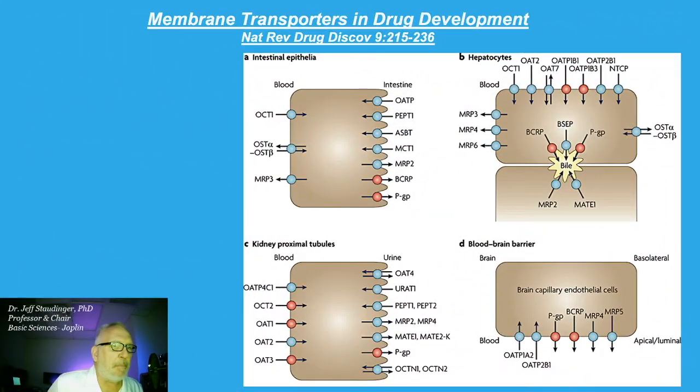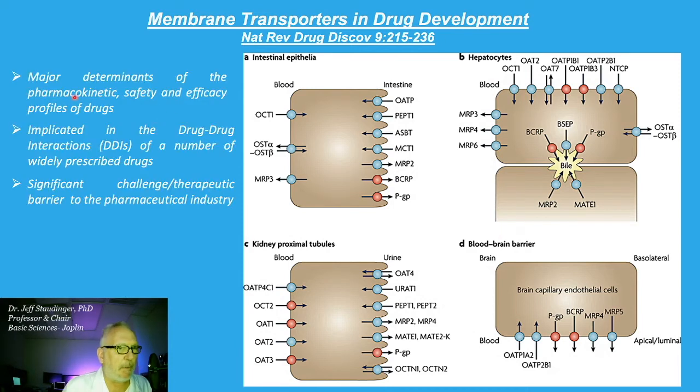Let's talk about membrane transporters in drug development. Intestinal epithelia, hepatocytes, kidney proximal tubules, blood-brain barrier. Transporters move compounds across membranes. Some of the more important transporters are shown here. They are major determinants of the pharmacokinetic safety and efficacy profile of drugs. Huge implications in drug-drug interactions. They're also a significant challenge and therapeutic barrier for the pharmaceutical industry, getting drugs on board.